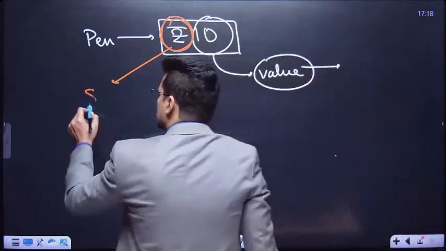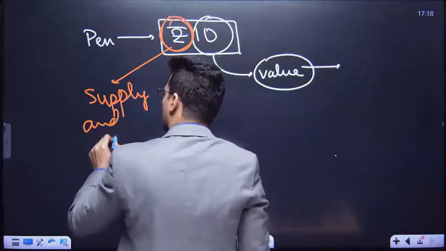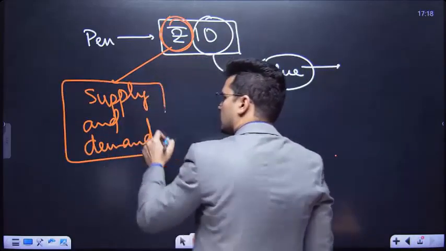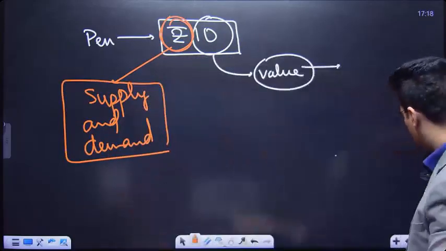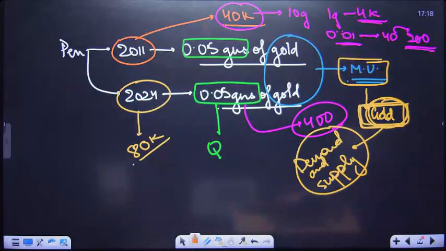What will change the worth of rupee? The supply and demand of rupee. जैसे यहां पर in this case gold की supply and demand was determining कि gold की worth कितनी है. पहले 40,000, अब 80,000, right?